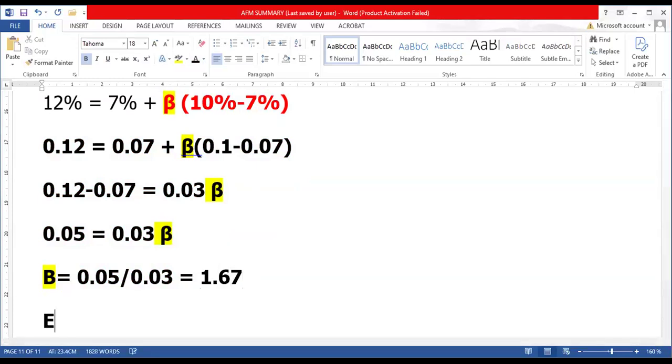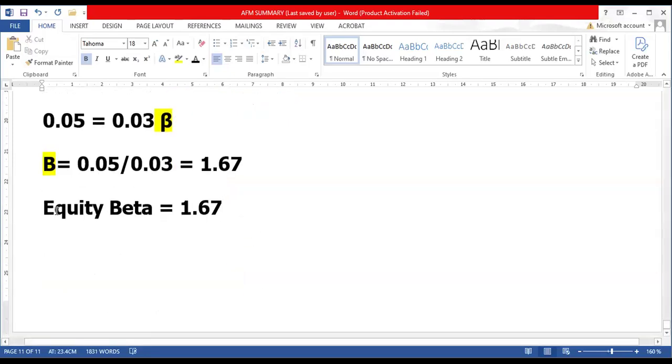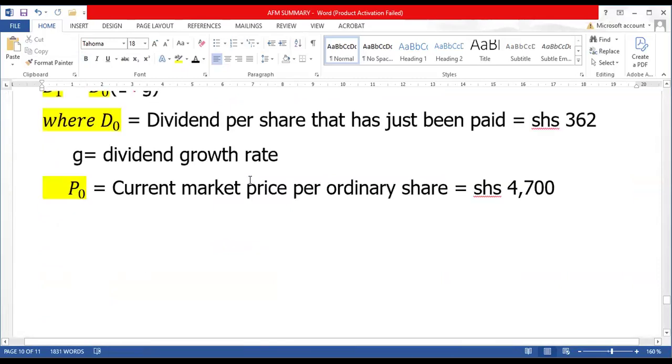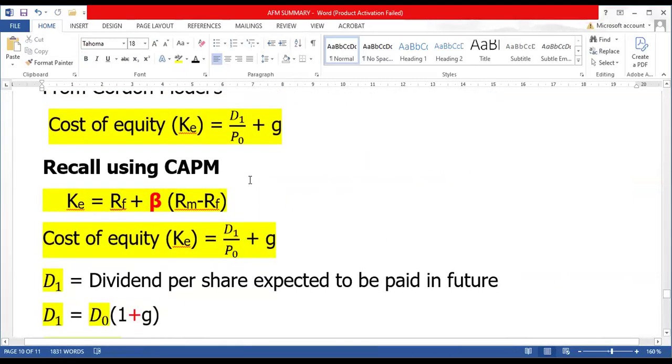You have the equity beta. It's very common in your exam. Okay, so we are done with that question. You have your marks. Any question?